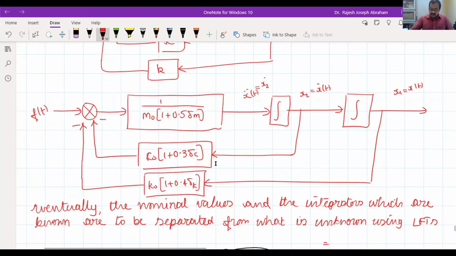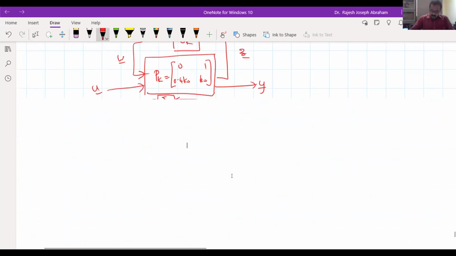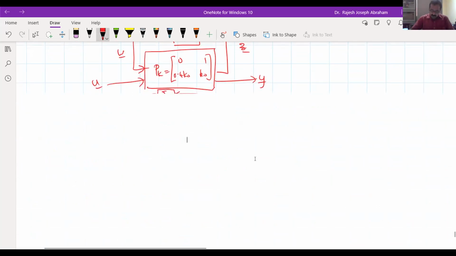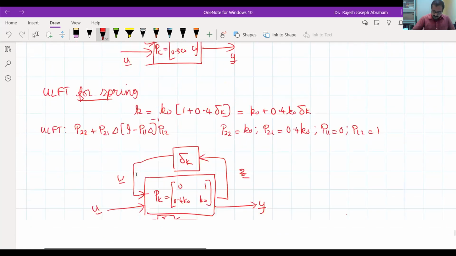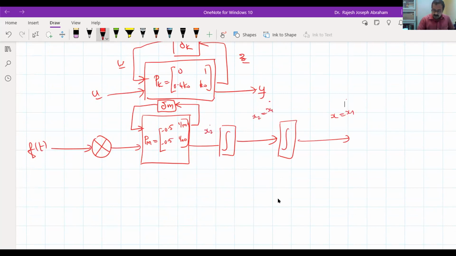So output should go to integrators. Output should go to an integrator. So this should be an integrator. It should again go to the next integrator. Okay. So this is x equal to x1. This is x2, which is nothing but x1 dot, and this is x2 dot.